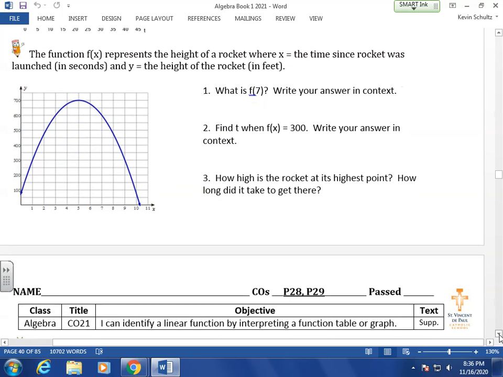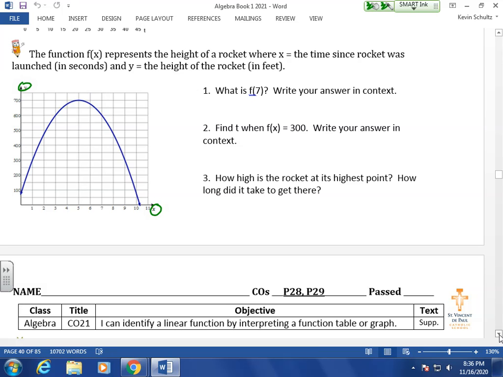The function f of x represents the height of a rocket, where x is the time since the rocket was launched, and y is the height of the rocket in feet. So now we are back to labeling the x-axis and y-axis.